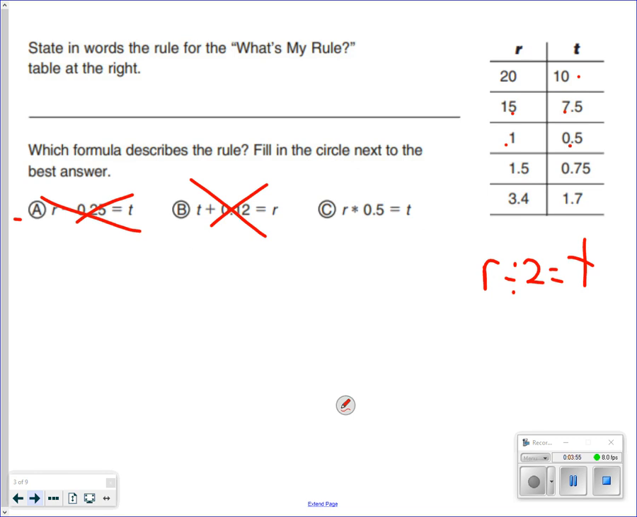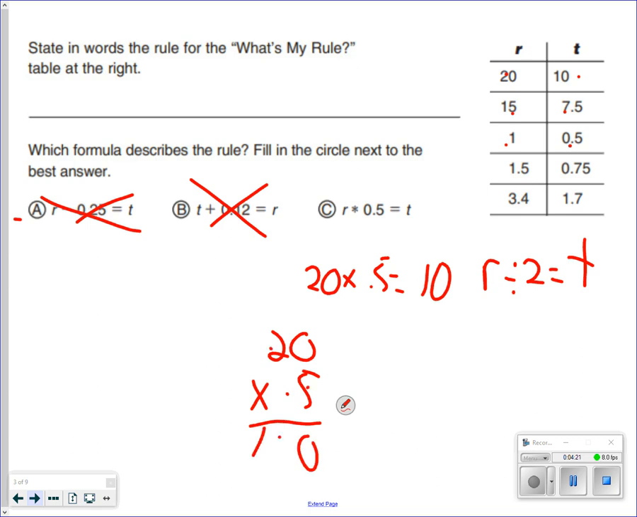R times 0.5. Does r times 0.5 equal the same? Well, let's take a look. Let's try it out. Let's say 20 times r, so 20 times 0.5 equals 10. Well, what is 20 times 0.5? I know how to solve this, but I'm just showing you the words. So I'm sorry, 5 times 0 is 0. 5 times 2 is 10. I have one number after the 0. Boom. Answer is 10.